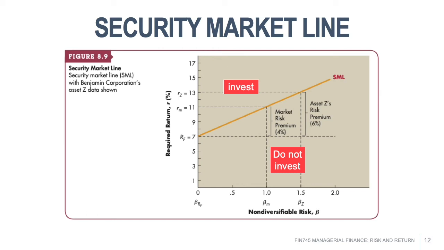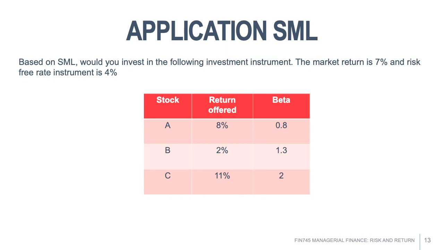This is an example for the application of SML. Based on SML, would you invest in the following investment instruments? The market return is 7% and the risk-free rate is 4%. You have three stocks here, stock A, B and C. Stock A, return offered is 8%, beta 0.8. Stock B, return offered 2%, beta 1.3. Stock C, return offered 11% and beta equal to 2. To make the investment decision, you need to calculate the return by using CAPM.